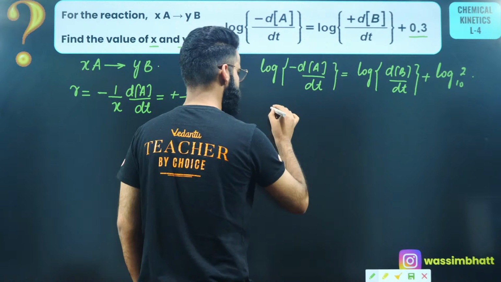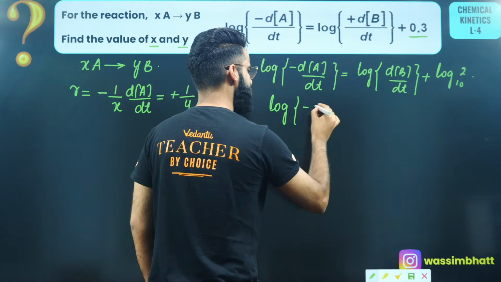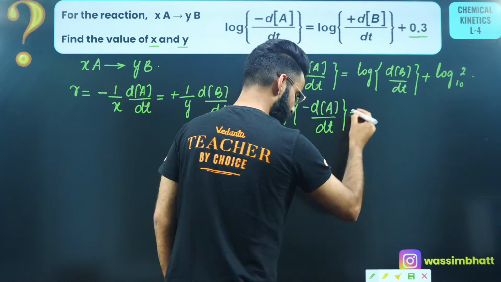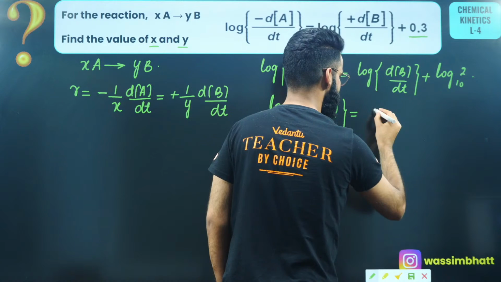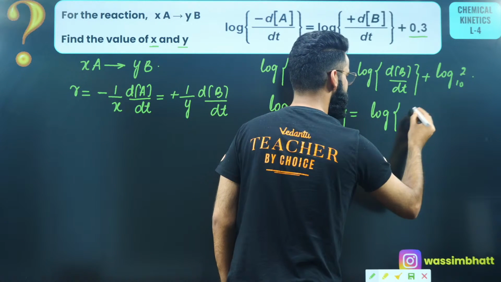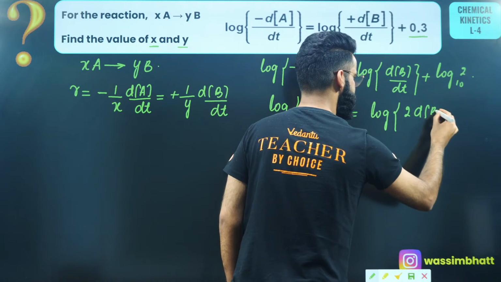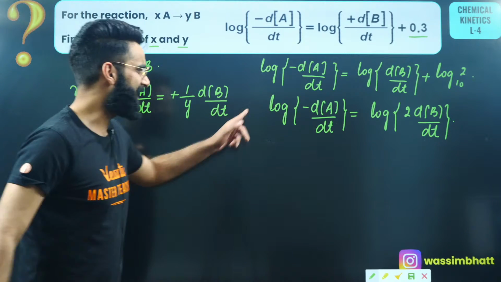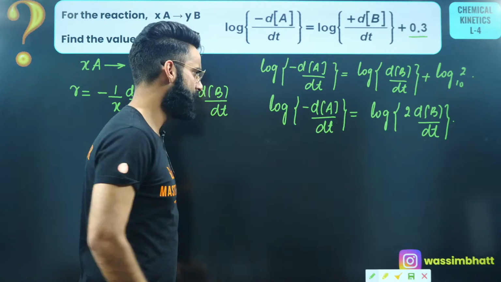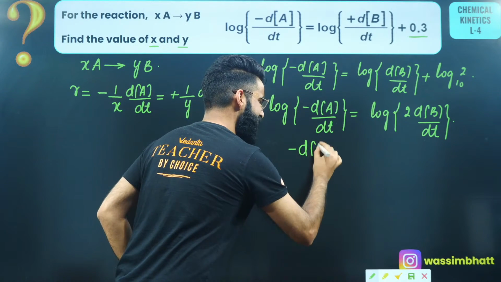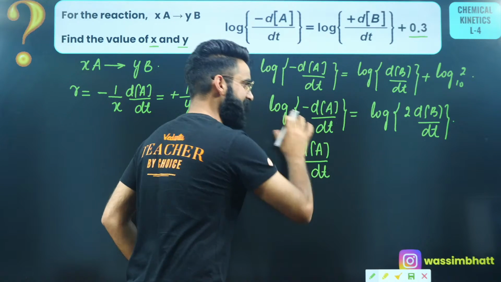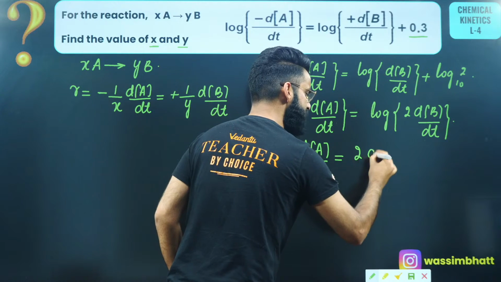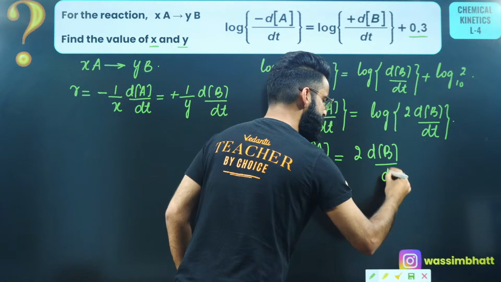Now, if I arrange this equation, I'll get log of minus d of A divided by dt is equal to log of m plus log of n. That simply means log of m multiplied by n. So it's going to be 2 times change in the concentration of B divided by dt. If I take anti-log on both the sides, I'll be left with minus d of A divided by dt is equal to 2 times d of B divided by dt.